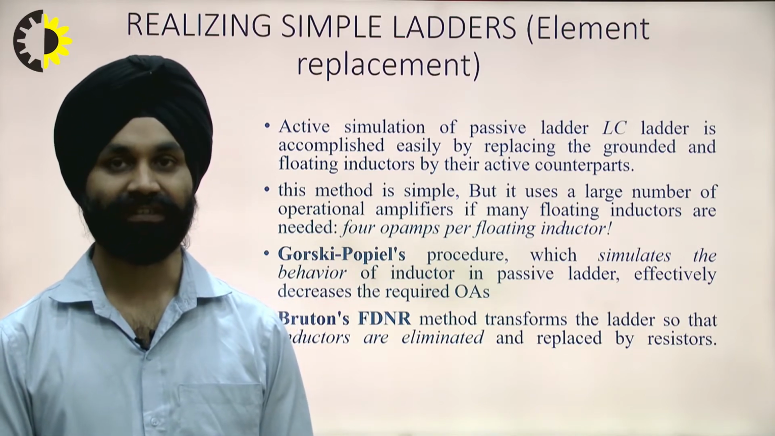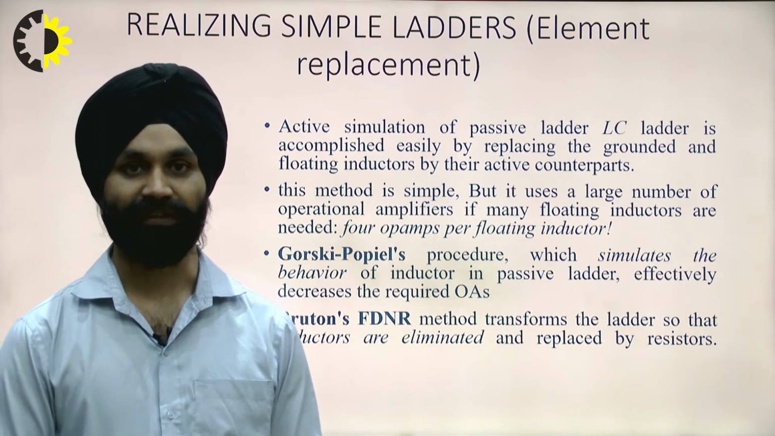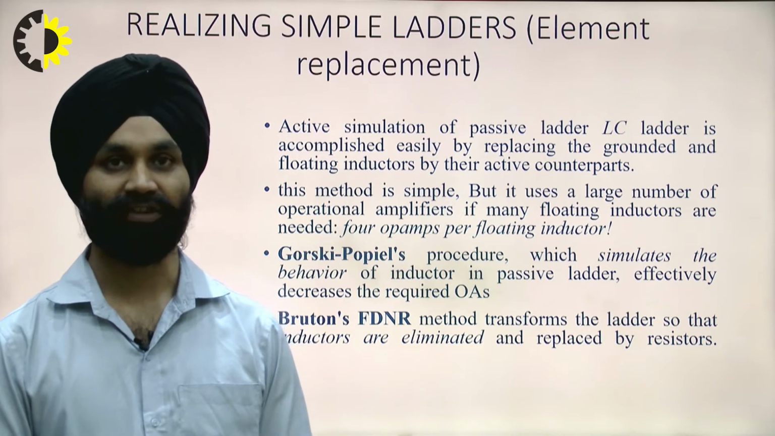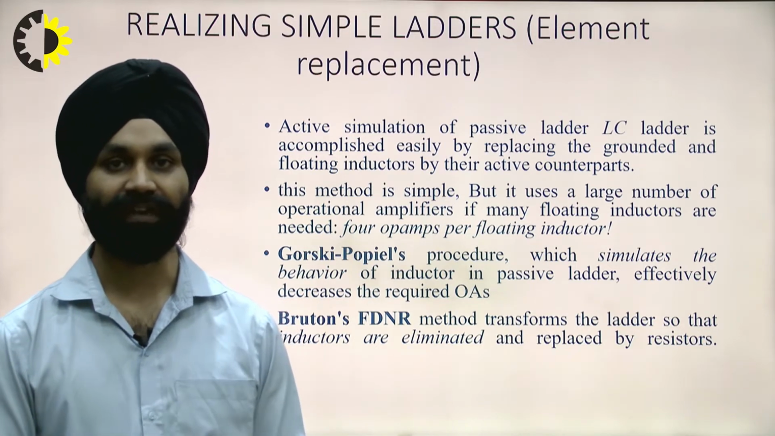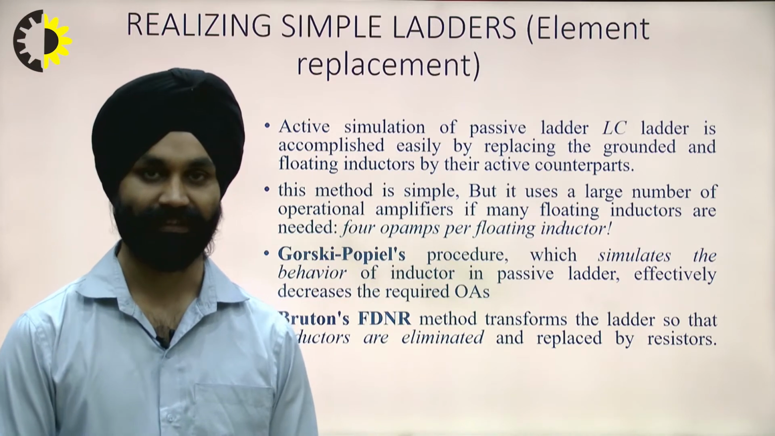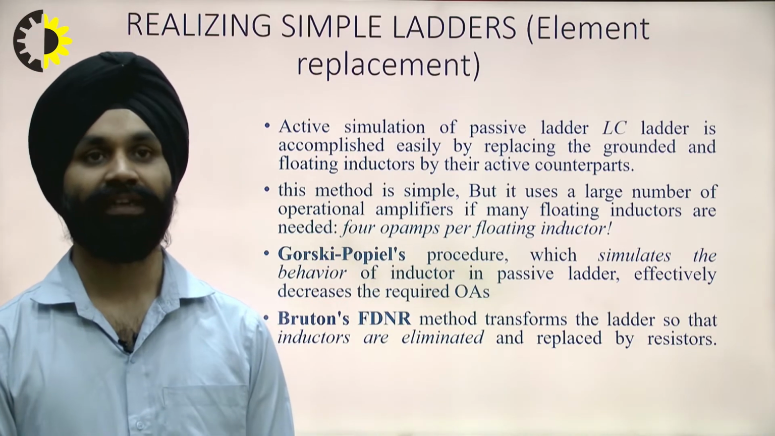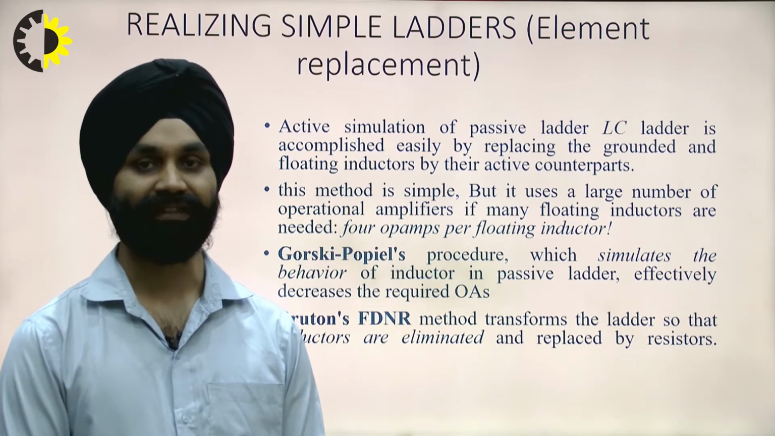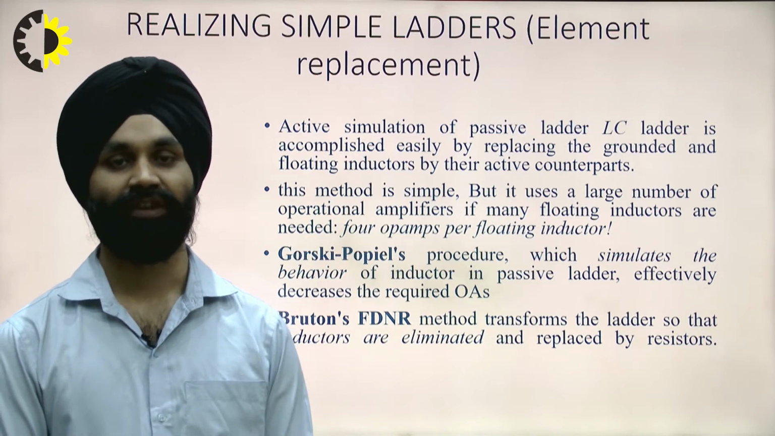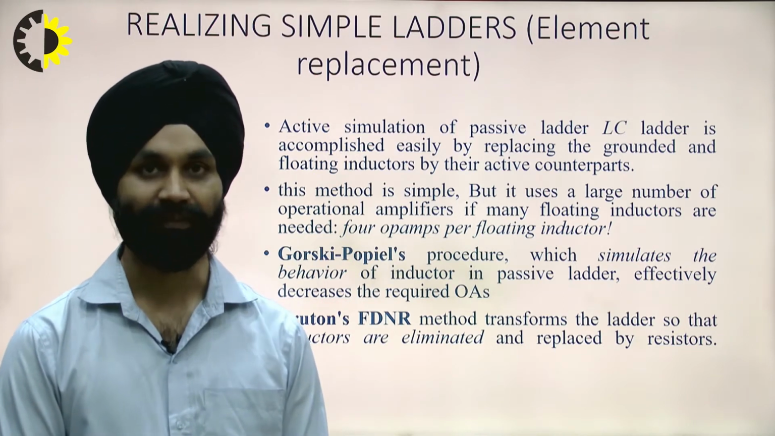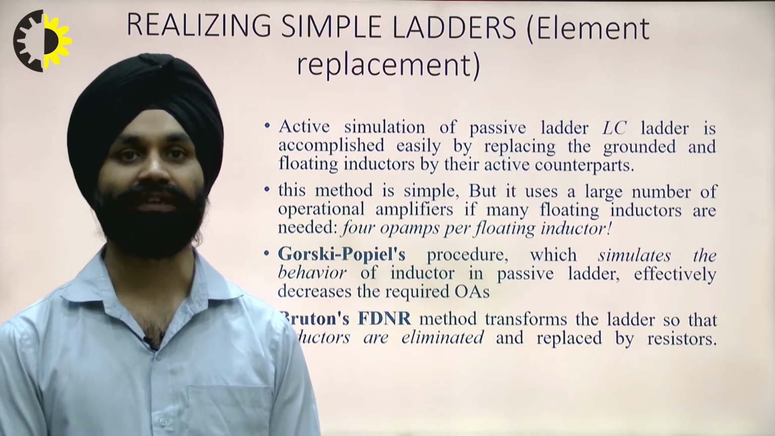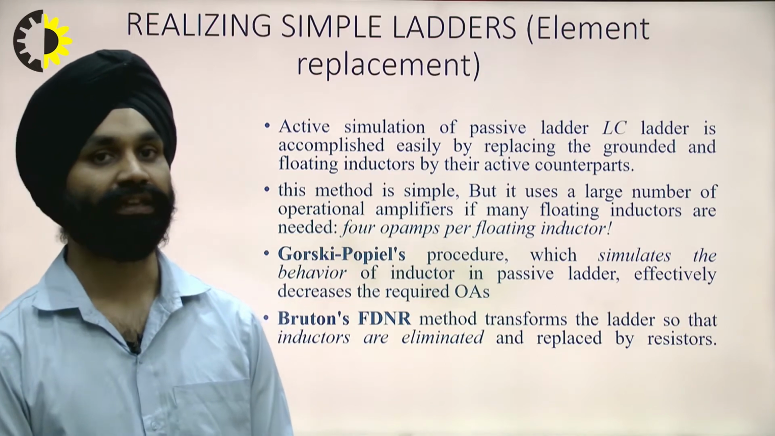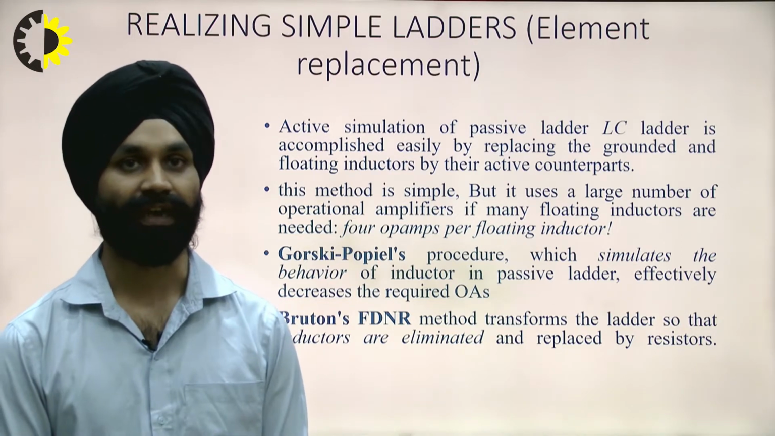We discussed what ladder circuits are, which are repetitive LC circuits with no R components, and we have doubly ended LC lossless ladders where R components are at the input and the output. Then we discussed the realization of these simple ladders with active components. There are three different ways to get the active realization. The first one is the realization using element replacement.